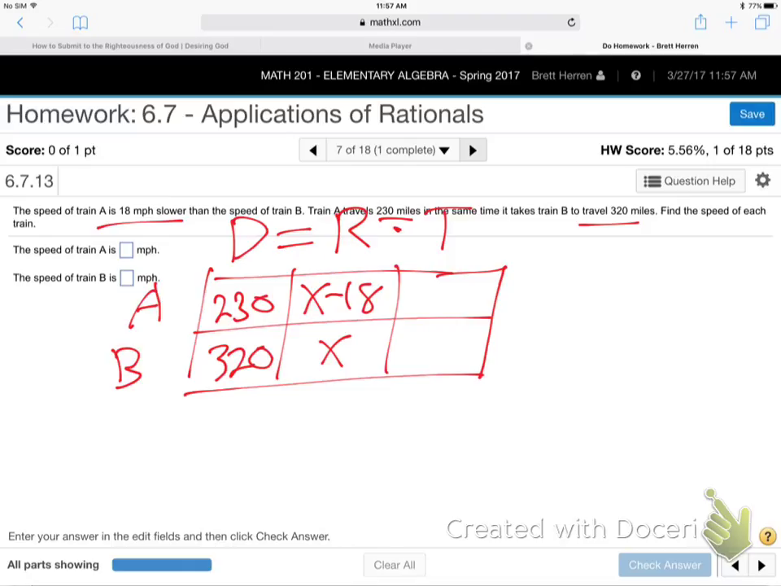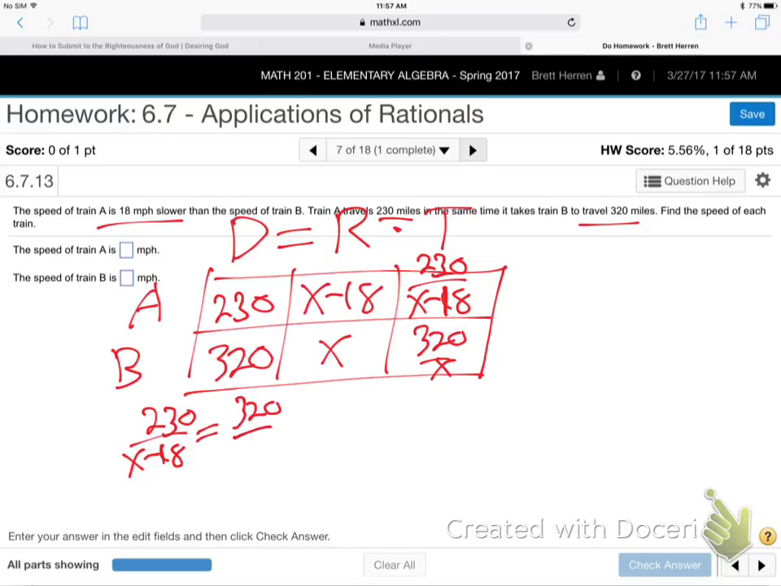All right, we doing okay? Those last 2 come by dividing, right? Left over middle, so 230 over x minus 18, and 320 over x. And then you just grab out those last 2, and you set them equal to each other, right? Like that? Is that good? And then you go diagonal, diagonal. So maybe I'll put it right here.